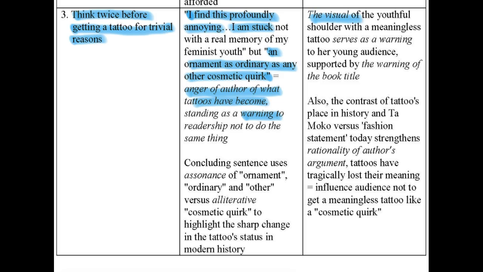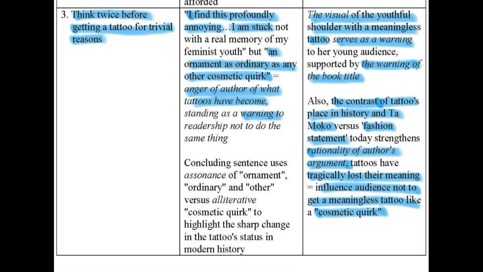The visual that the author has used of the shoulder with a meaningless tattoo serves as a warning to her audience, and then there's obviously the warning of the book title, What I'll Tell My Children. Here we can also make the point of the contrast of tattoos' place in history, and the tomoko use of tattoos versus the fashion statement today, which is strengthening the rationality of the author's argument that tattoos have tragically lost their meaning. So again, that's influencing the audience, or positioning the audience not to get a meaningless tattoo like a cosmetic quirk, and there's the quote there.